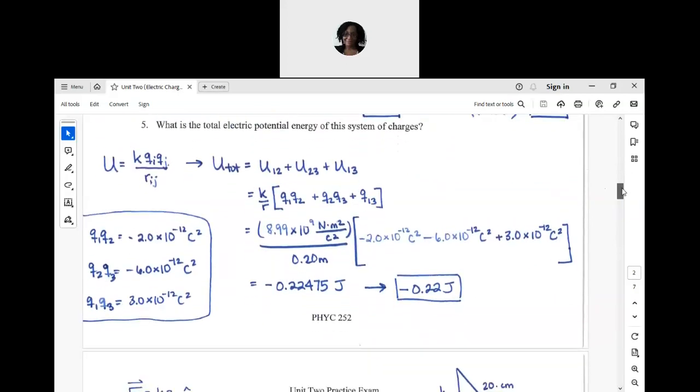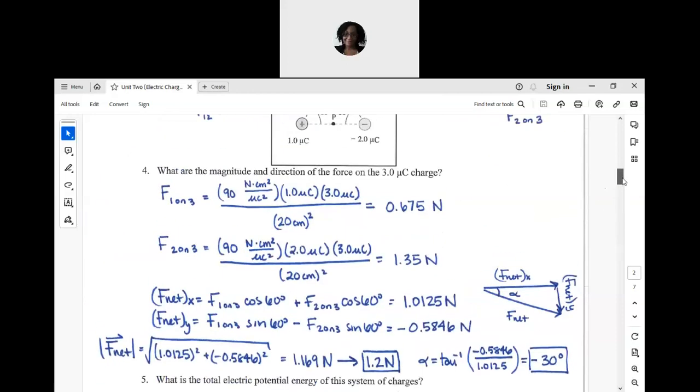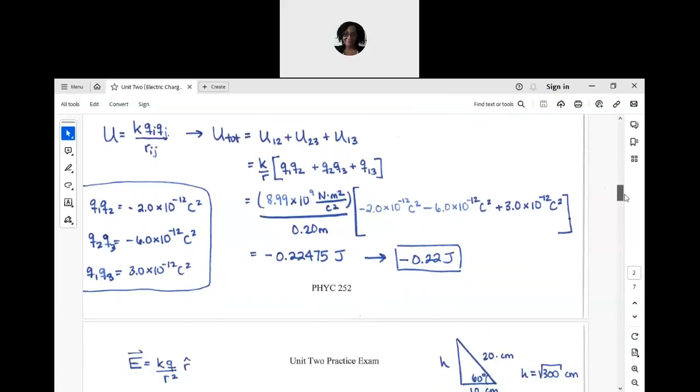Now for number 5, if I calculate the total electrical potential energy of that system of charges, I need to take into account all 3 of the pairs that I can build. So the total potential energy is going to involve the potential energy of just 1 and 2, just 2 and 3, and then finally 1 and 3. Since R is going to be the same for each one, each charge is 20 centimeters away from the other 2.